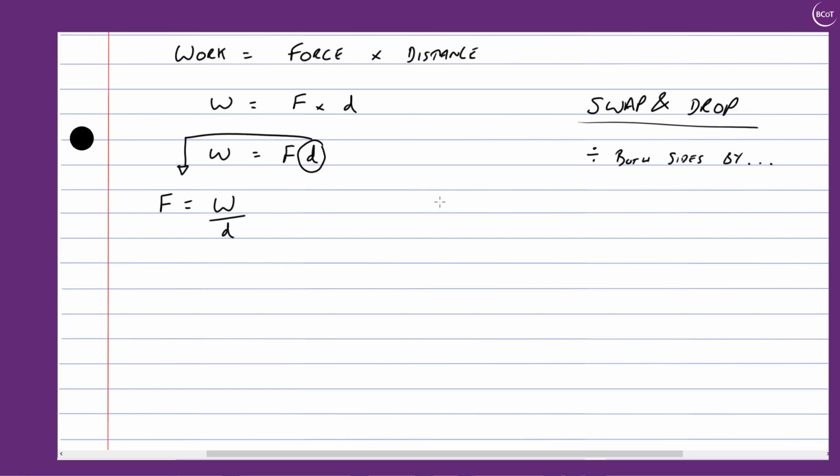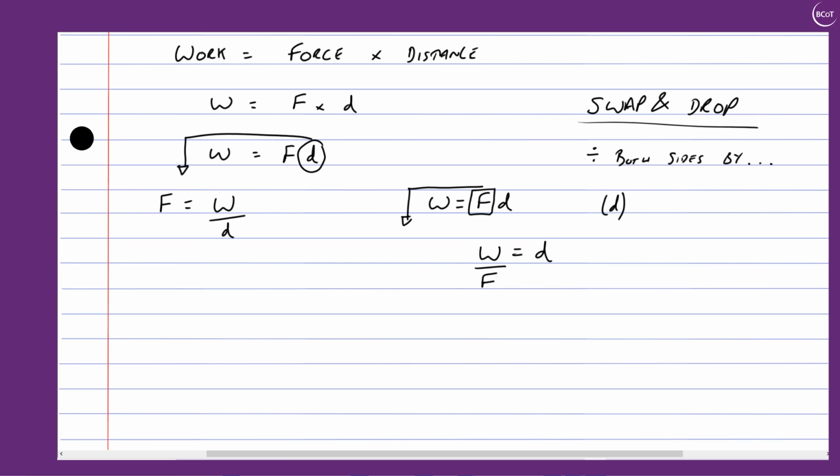We could do another example with these variables. If we have work is force times distance, and we want to make distance the subject of the equation or formula, then we would have something equals d. So d is on its own, so it's the subject. What we need to do in that case is take the force, swap it to the other side, and drop it down as a denominator. So what we end up with is W over F is equal to d.